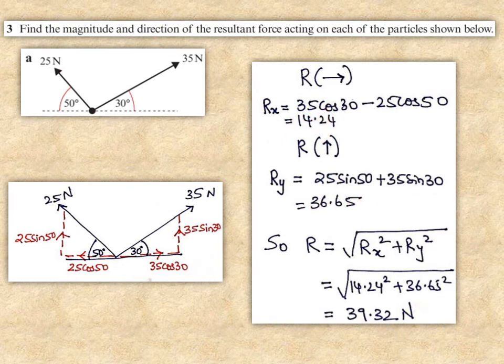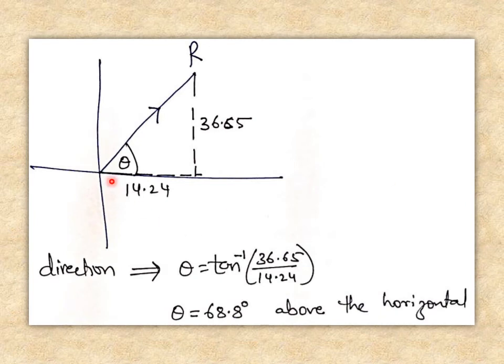Let us go to the next slide. Same, see, I know the x component, I know the y component, then for the angle you can use tan inverse of opposite over adjacent, and so you can say the resultant force will make an angle of 68.8 degrees from the horizontal, or above the horizontal. Okay, next.